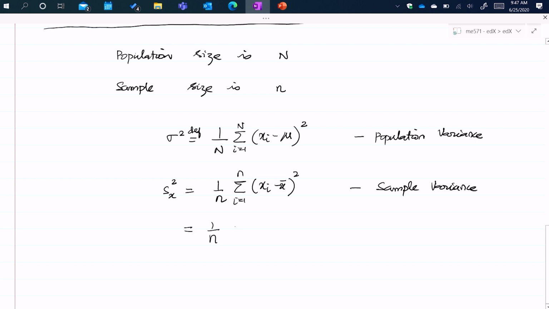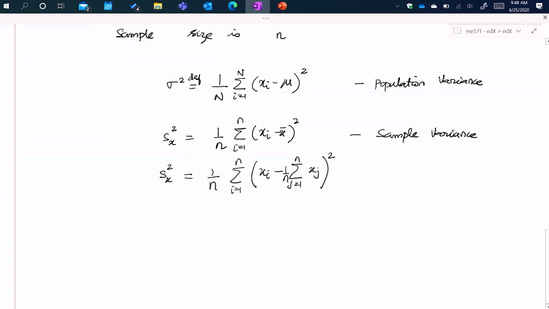So I can write this as summation i going from 1 to n of xi minus 1 over n summation j going from 1 to little n of xj, this whole thing squared. Okay, so that's my sample variance.